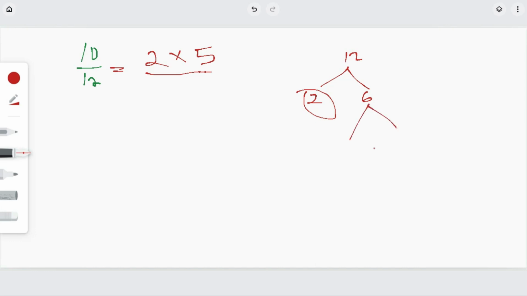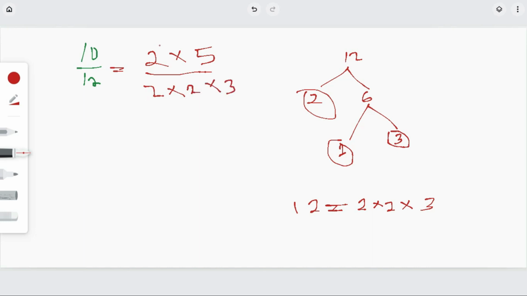That means we are going to split it further. What can I multiply together that will give you 6? That's 2 times 3. You understand? Because 2 is a prime number and 3 is also a prime number, you can say the prime factors of 12 will be 2 times 2 times 3. So 2 times 2 is 4, 4 times 3 is 12. That will be 2 times 2 times 3.